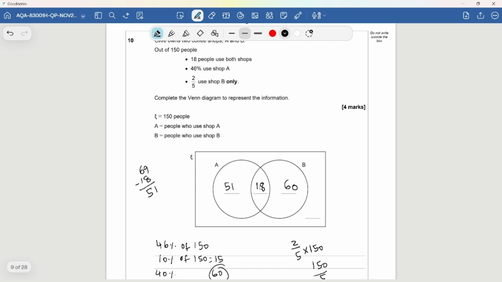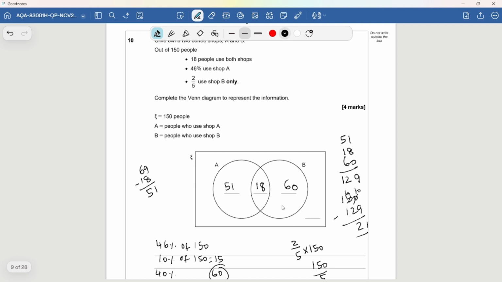So now let's check, have we covered all 150 people here? 51 plus 18 plus 60 is 129. We have covered 129 people out of 150. So how many people are remaining now? 150 take away 129 is 21. So 21 people are remaining.